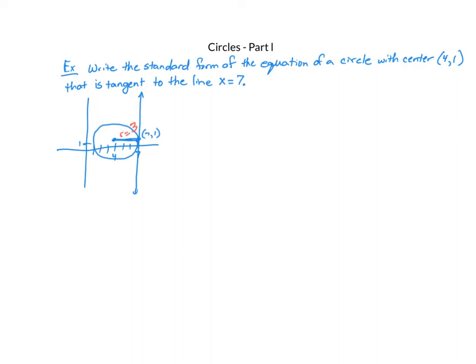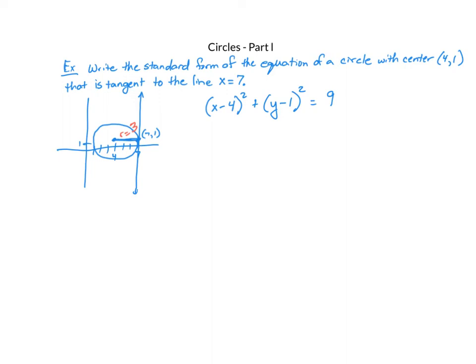So here we go. It is x minus the x coordinate of center squared plus y minus the y coordinate of center squared equals the radius squared. Now our radius is 3, so we'll square that and write 9. Since we were asked for standard form, this one is done.